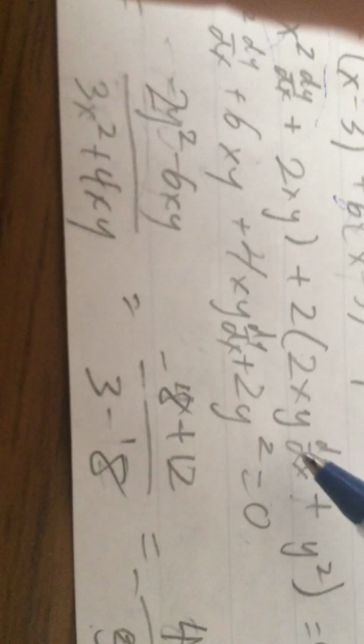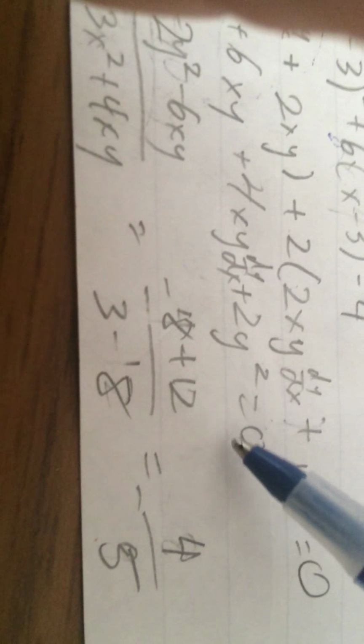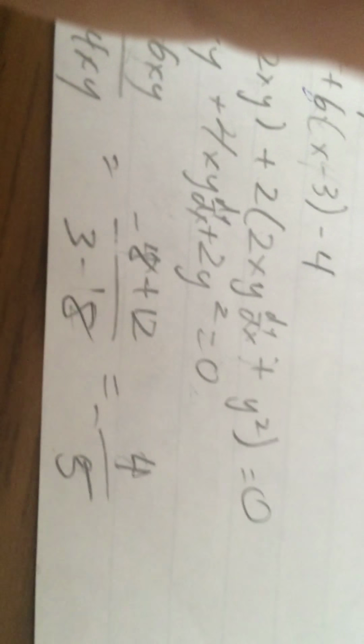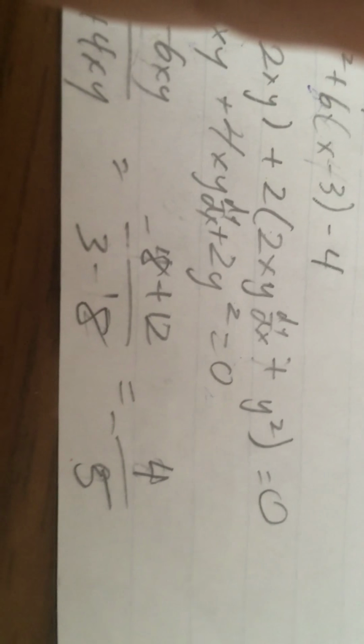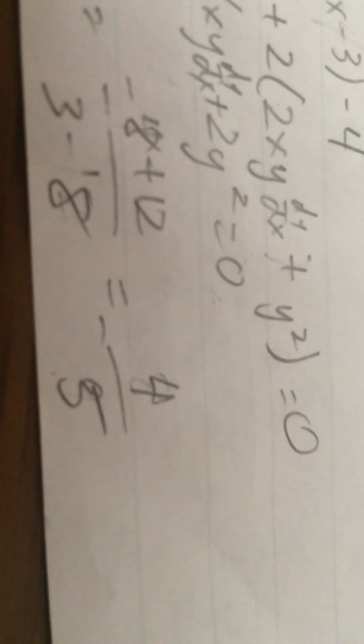Plug in the point (1, -2), and we get (-8 + 12) over (3 - 8), which equals -4/5. We don't have to find the actual equation, just the gradient or the slope, so that's our final answer, it's -4/5.